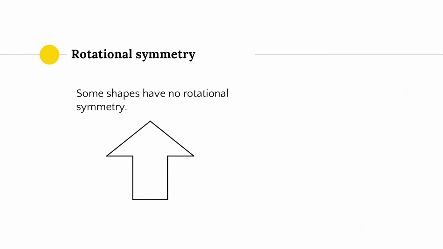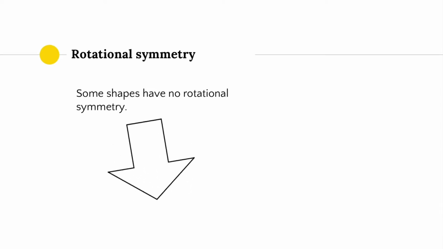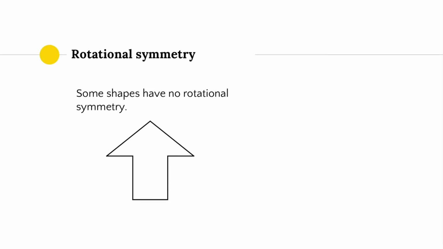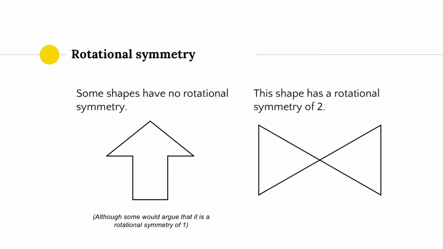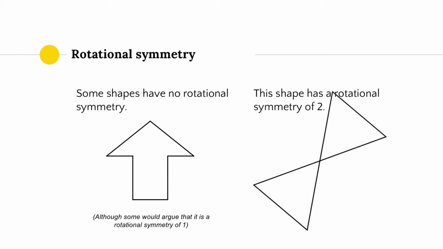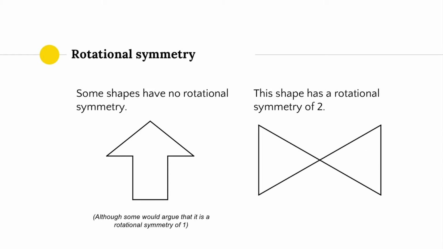Now, some shapes have no rotational symmetry. Like this arrow, if it were to turn around, it doesn't look the same until it comes back to the right way. Some people say that it has no rotational symmetry. Some people say it has a rotational symmetry of 1. Now, this shape has a rotational symmetry of 2. So 1, and all the way around 360 degrees, 2.